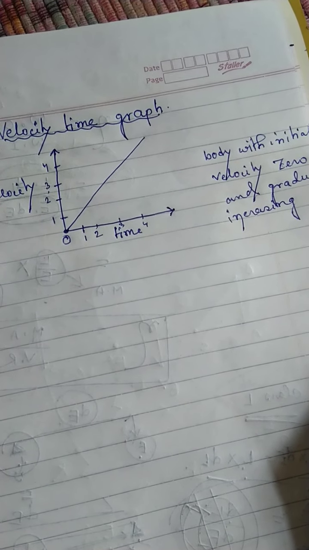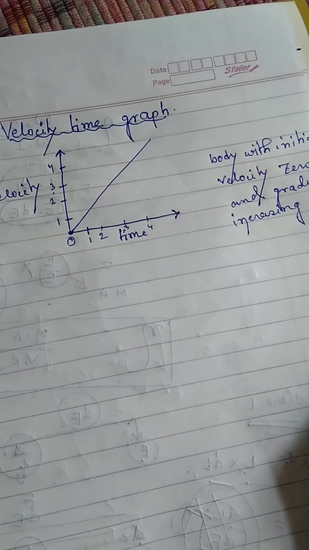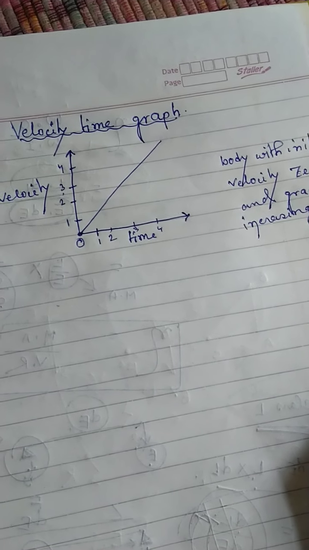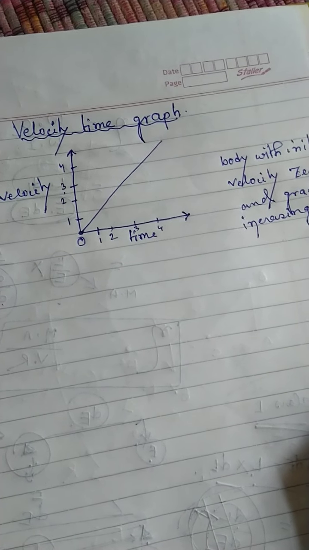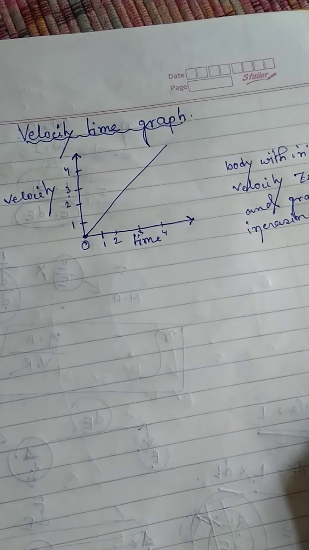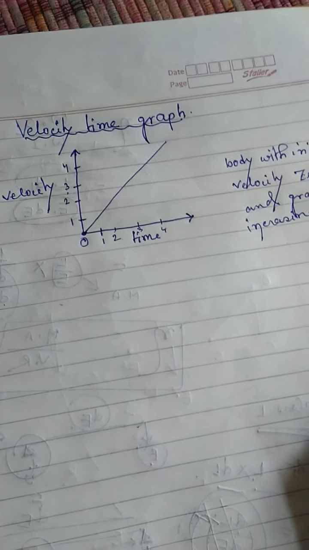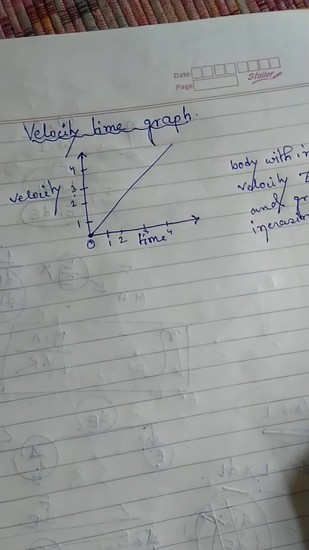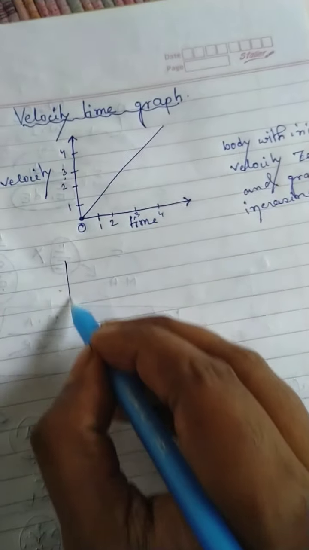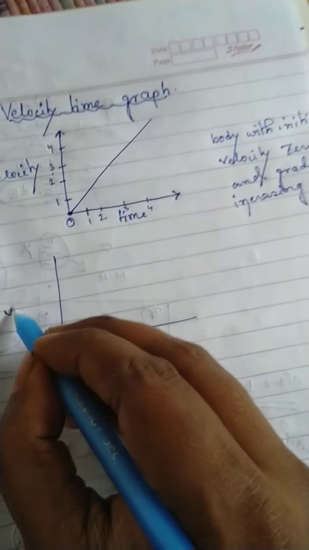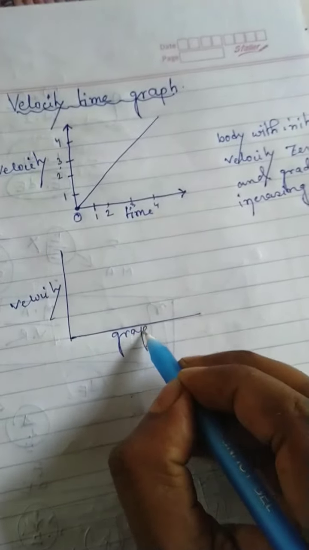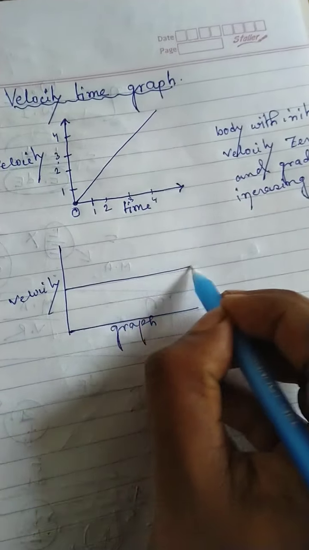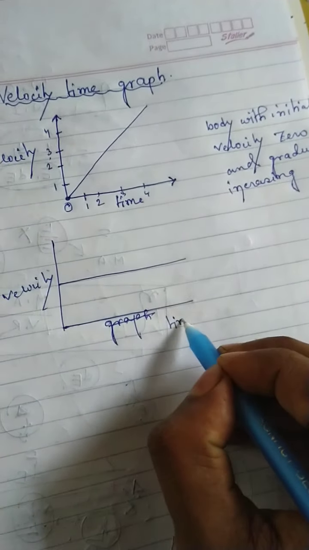So this kind of graph represents the uniform accelerated motion of a body where the velocity time graph is a straight line passing through origin. That means it is moving with an initial velocity of value 0. Now if we plot this kind of graph for velocity time graph, the graphical nature is like that. This is the time axis.